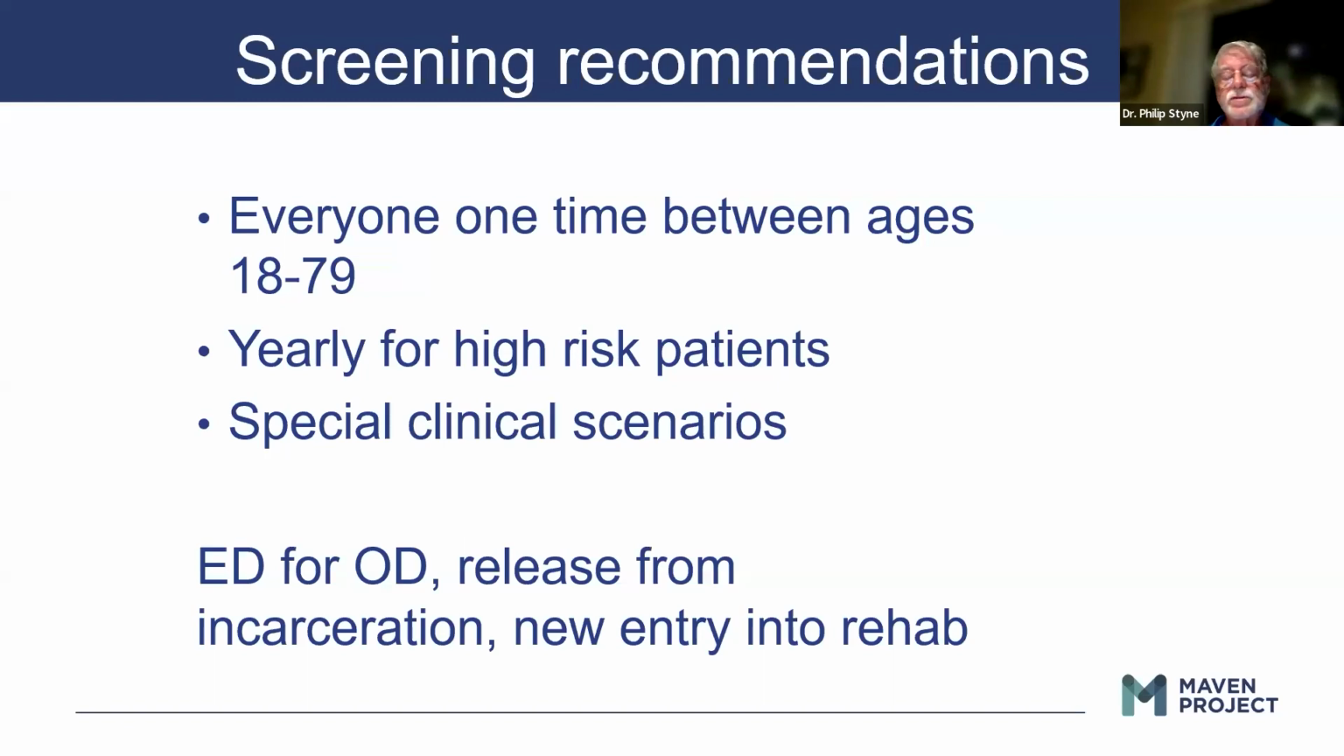So, screening recommendations. Some of y'all may remember that a while back the CDC and U.S. Preventive Task Force recommended screening for what we'll call baby boomers, but now we're pretty much recommending that everyone, they say between 18 and 79, be screened. I think that kids probably starting at that 15, 16-year-old range, if you have an opportunity, and certainly if they're pregnant, those under 18 years need to be screened. Yearly screening for high-risk patients and special clinical scenarios.